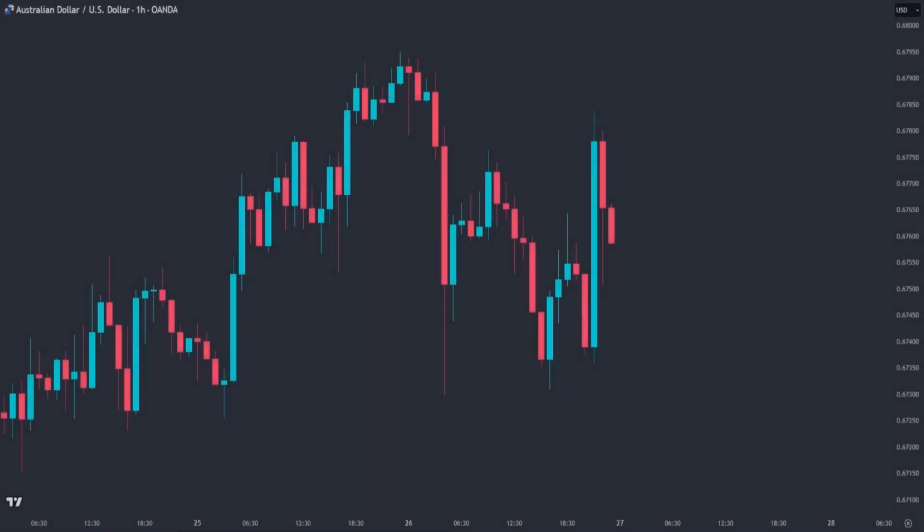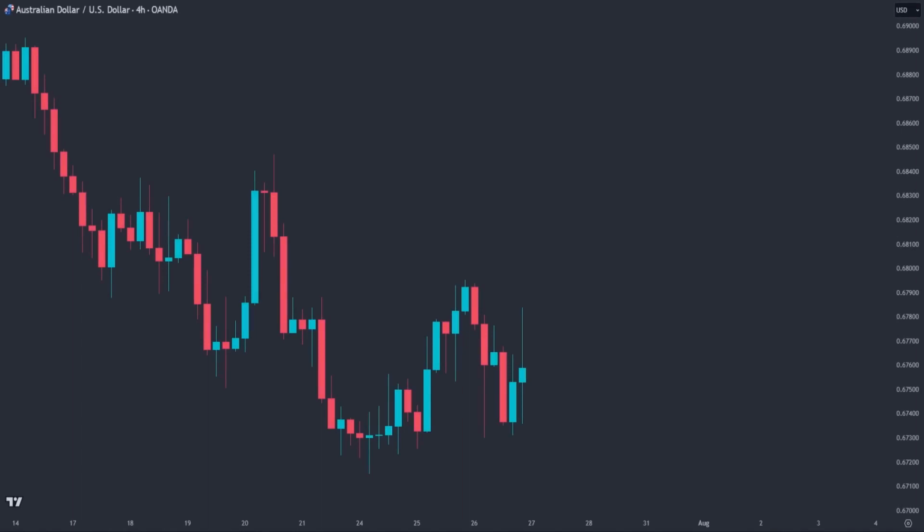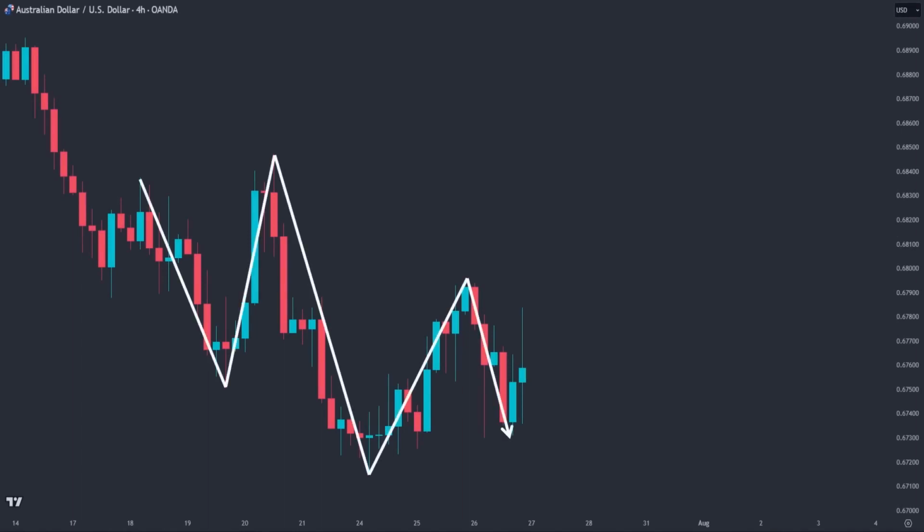Here on the Aussie dollar 1-hour time frame, the schematic of the latest swings does not show a visible trend. So let's see what we have in the 4-hour time frame. Here on the 4-hour chart, we can see a very smooth bearish trend if we draw all of the visible swings. Now, let's apply the smart money concepts to this chart.